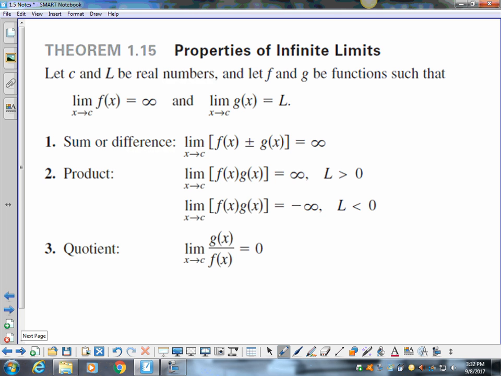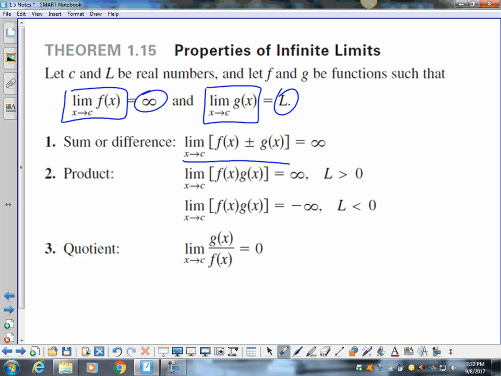Okay, then we've got properties of infinite limits. A lot of this is really common sense. It says that if I have limit of f of x being infinity, and the limit of g of x being some number, then if I'm taking the limit of f plus or minus g of x, I'm going to get infinity. Because think about it, if this guy's going to infinity, and this is plus or minus some measly little number, even if it's 100 or 1,000,000, it's not going to affect infinity because infinity is that big. So plus or minus some number is always going to give me infinity.